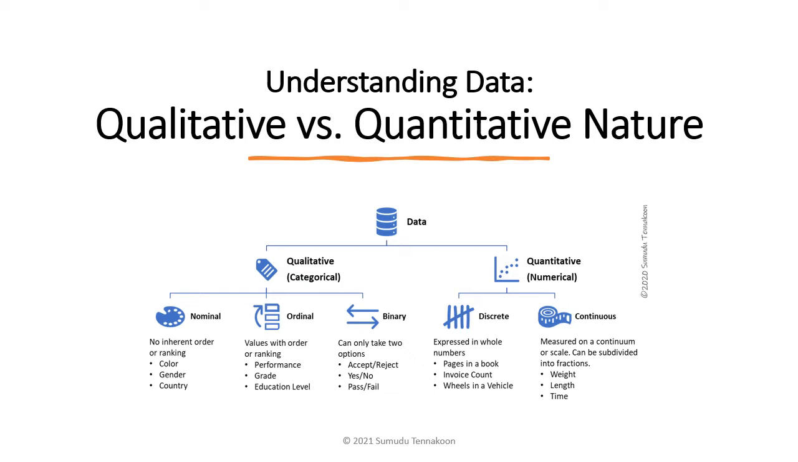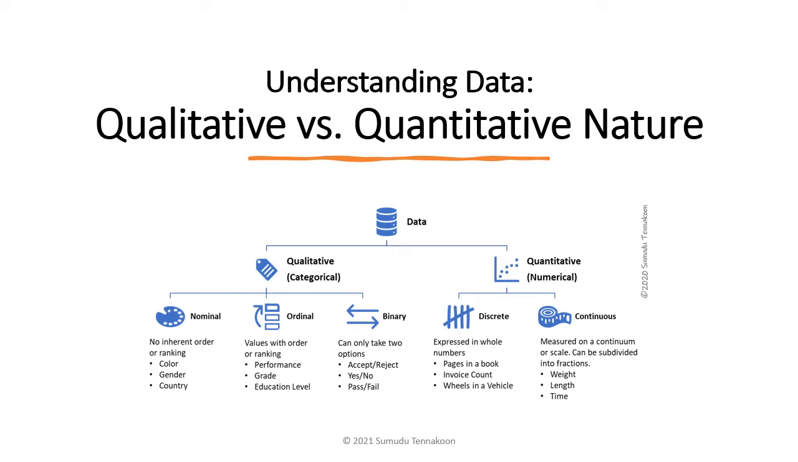Another example is invoice count. If you are working in a business, or if you have a business, you are receiving invoices. You can have 2 invoices, 3 invoices per day, but you cannot have 2.5 invoices today, right? So those are the discrete variables. Another example is wheels in a vehicle. You can have a 3-wheel vehicle, 4-wheel vehicle, 2-wheel vehicle, but you cannot have a 2.5-wheel vehicle.